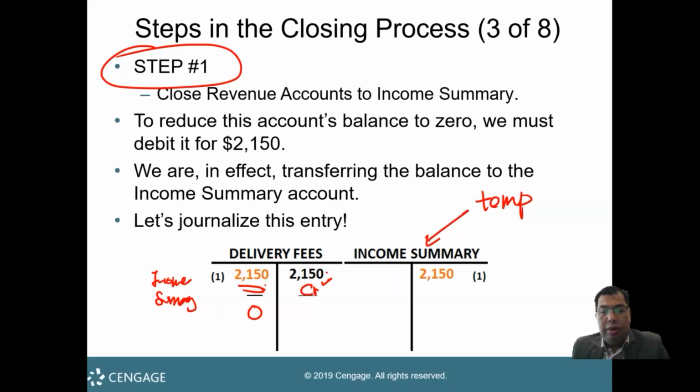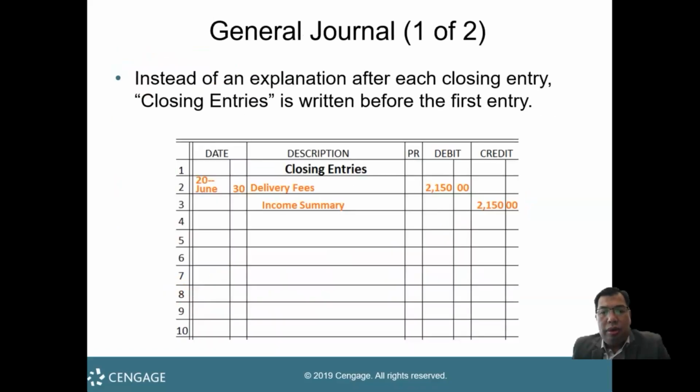Okay, step number two. So this is the journal entry. What is the journal entry? Debit delivery fees 2,150. Credit income summary 2,150. This is your temp account, temporary account.